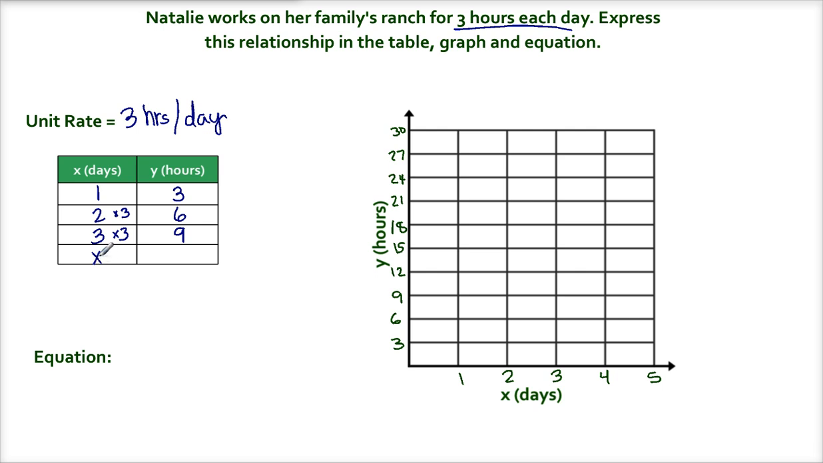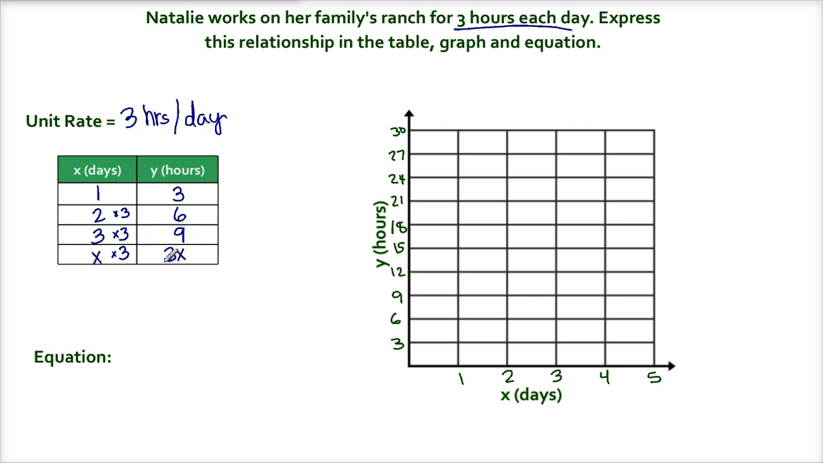But we just want to know, how do we figure out how many hours she's worked in X amount of days? Well, we follow the exact same pattern. We take the number of days and multiply that by 3 hours. And that tells me how many hours she's worked. So I take the unit rate and multiply it by how many days it's been. And that tells me how many hours total that she's worked.